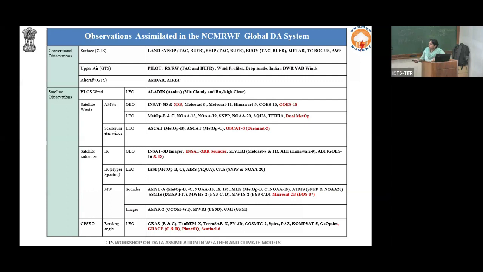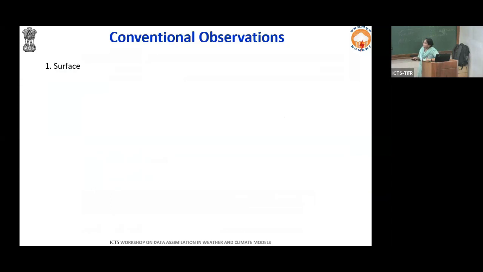And coming to the GPS RO, she already explained how that radio occultation, bending angle, refractivity, those things we are measuring. So those data also we are getting mainly through GTS and some through NOAA and EUMETCast. So these are the different types of data we are receiving. And now we will see the data in detail.